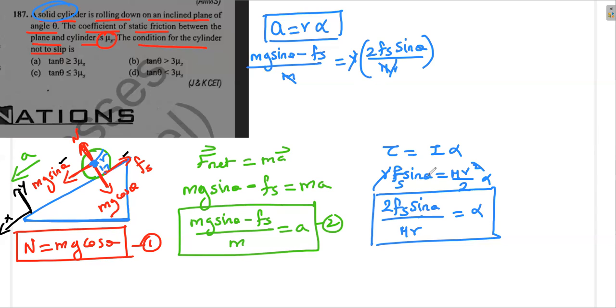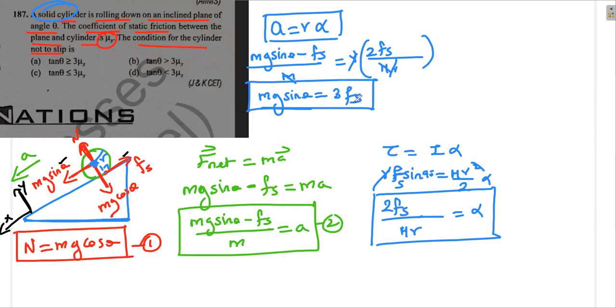In R F sine theta, the angle between R and F is 90, and sine 90 is 1. So I don't have to write sine theta here. Even if you write it, it's sine 90, which is 1. So this is just 2Fs. When I rearrange this, mg sine theta is equal to 3Fs. So I have found Fs.